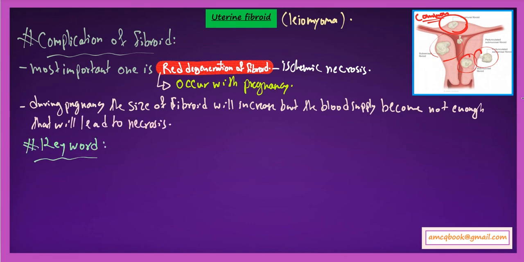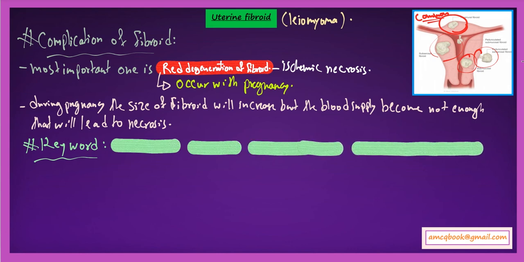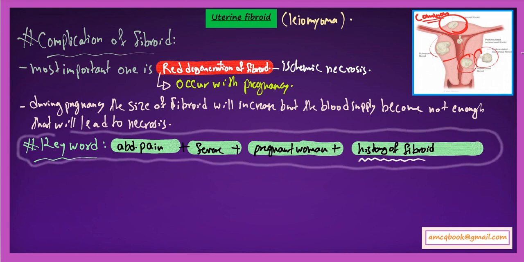The keyword for regeneration of fibroid is abdominal pain and fever in a pregnant woman, and this woman has history of fibroid. Should be history of fibroid in this woman. You cannot say regeneration of fibroid without history of fibroid in this woman. So abdominal pain, fever, and pregnant woman with history of fibroid. For the treatment, it's just analgesia. Not more than that. That's it.